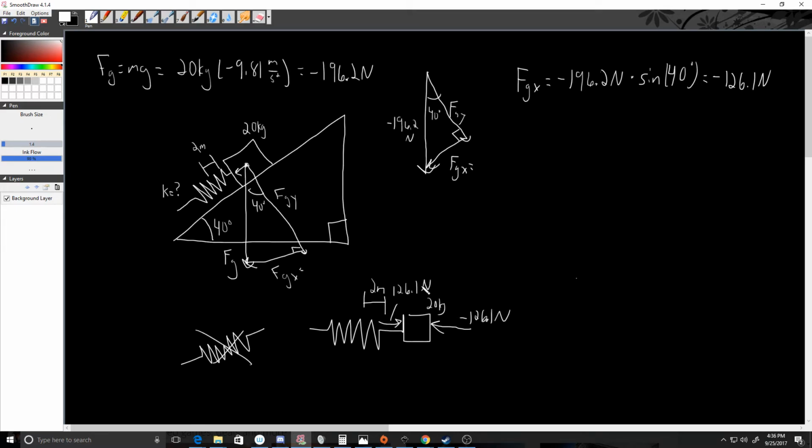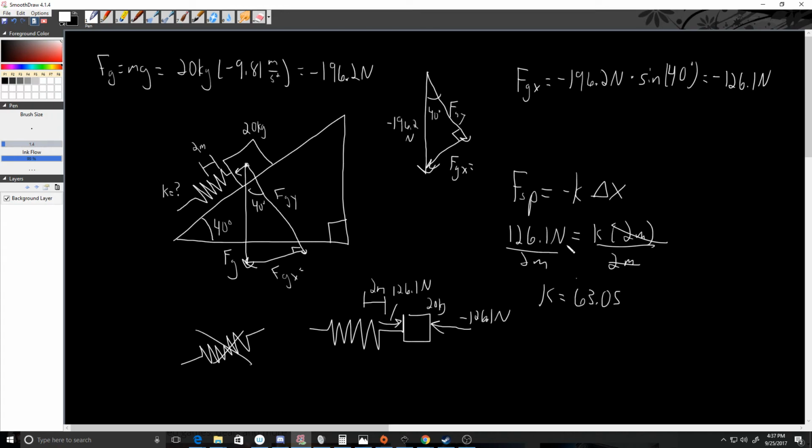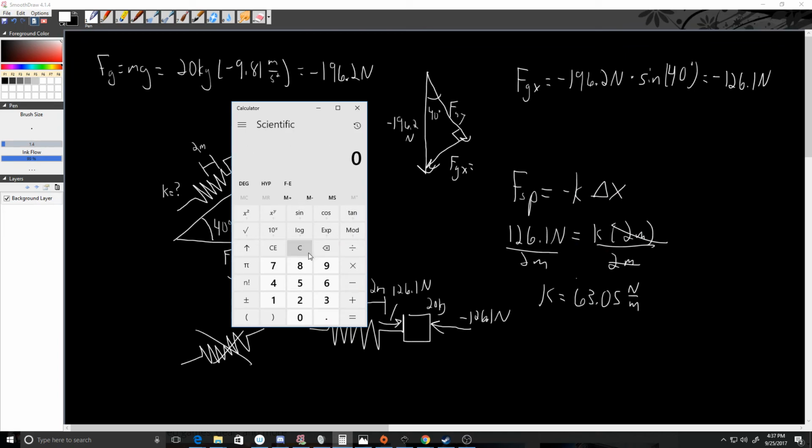So I know the distance the spring's moving. I know the force being exerted by the spring. So force of the spring is equal to spring constant times change in length. I know the force of the spring, 126.1 newtons. Whether you put that negative or not doesn't matter. It equals negative k, or just k, times the change in length, which is 2 meters. I just have to get k by itself. Divide by 2 meters on both sides. K is equal to, I'm going to guess, 63.05, and my unit here is newtons per meter. Let me double check my work there, bring up the calculator again. 126.1 divided by 2 is 63.05. That right there is my final answer.